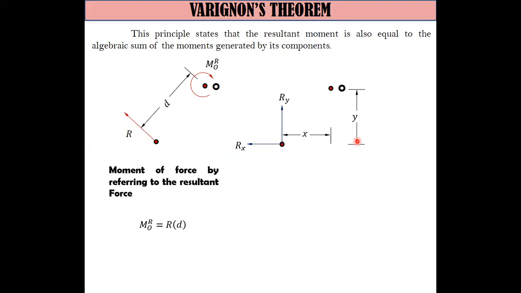Because this is the distance that is perpendicular with respect to its line of action. And then if we want to get the moment that is generated by the y component about the same point, I think that everyone will agree that the moment arm is x, because this is the distance that is perpendicular with its line of action.